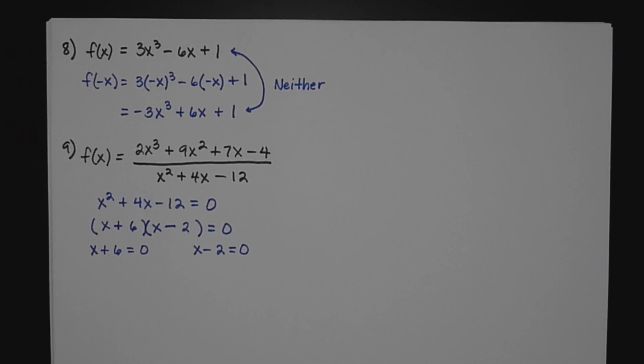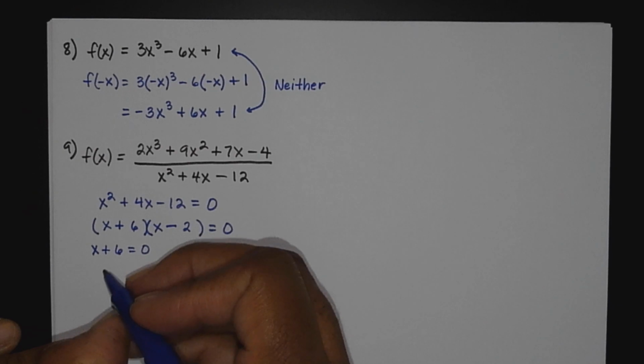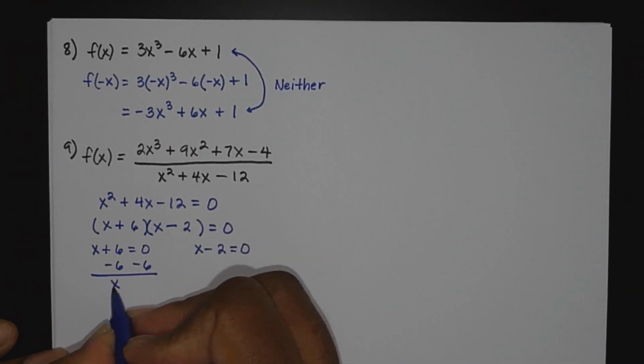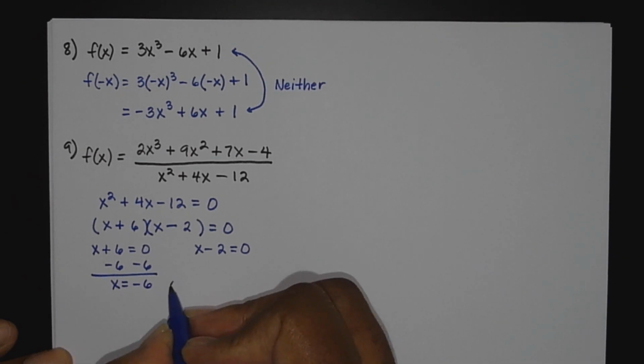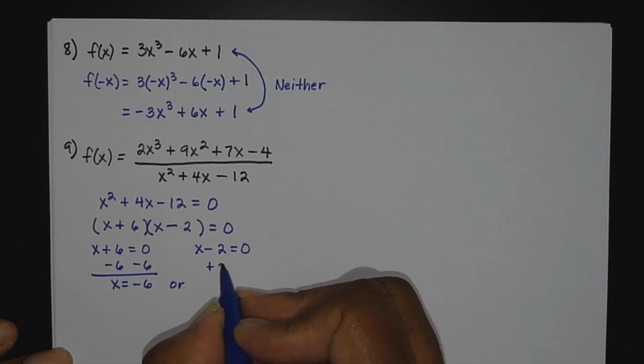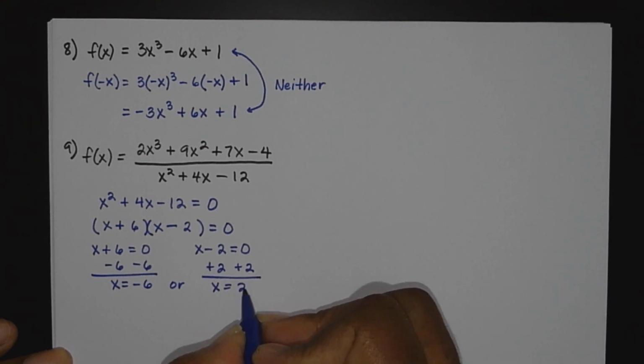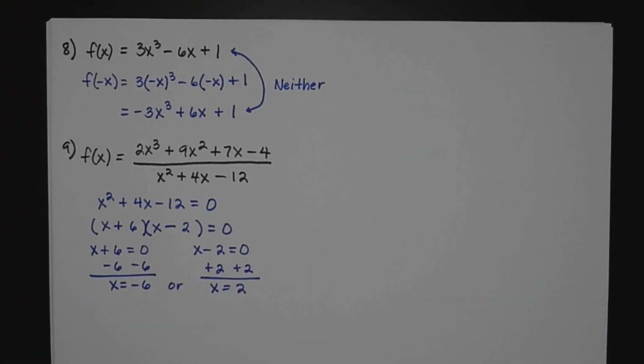And each one of these we're going to solve for x. For x plus 6 equals 0, x equals negative 6. Or for x minus 2 equals 0, x equals 2. So I know at negative 6 and at positive 2, I would get a 0 in the denominator.